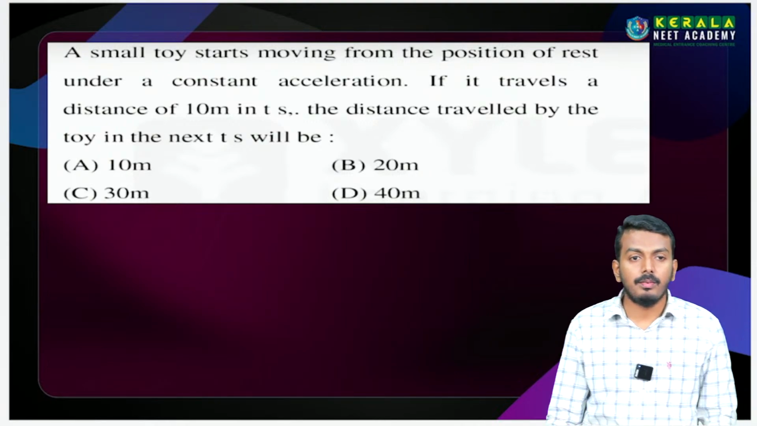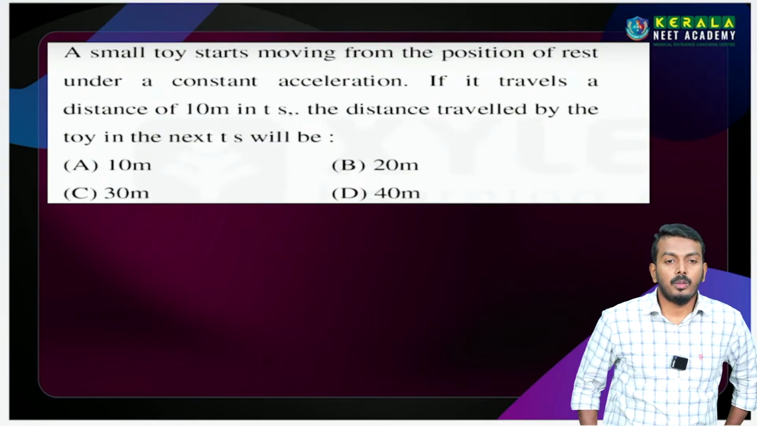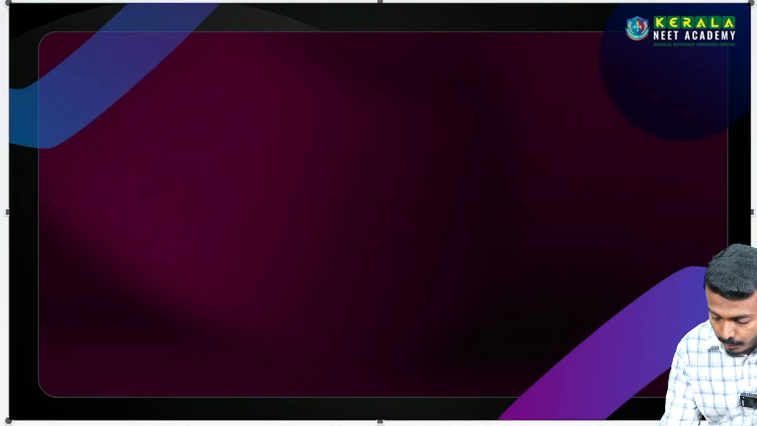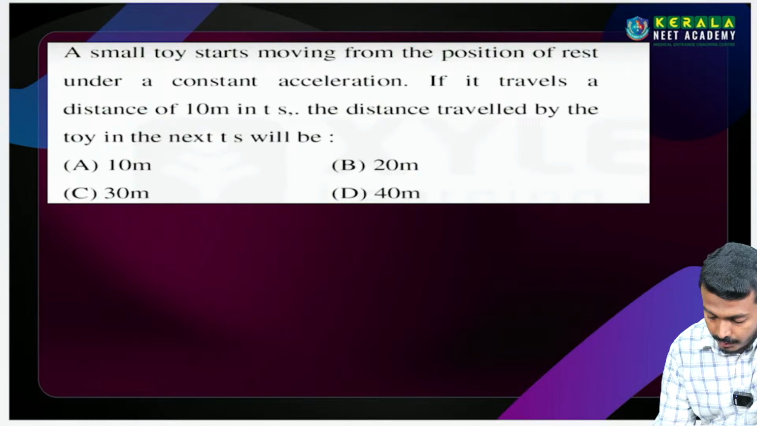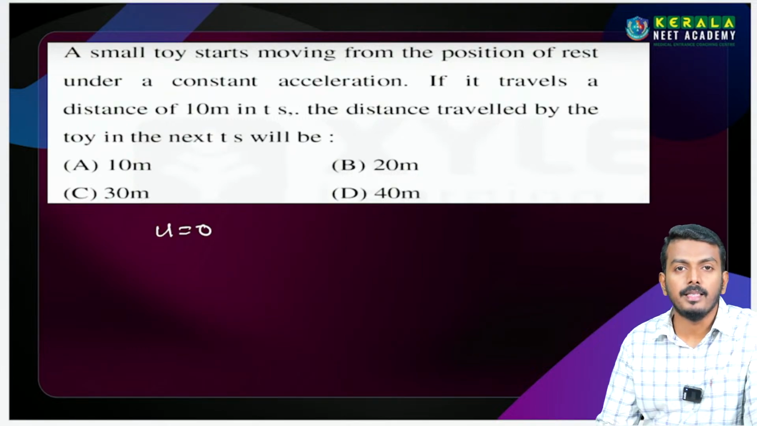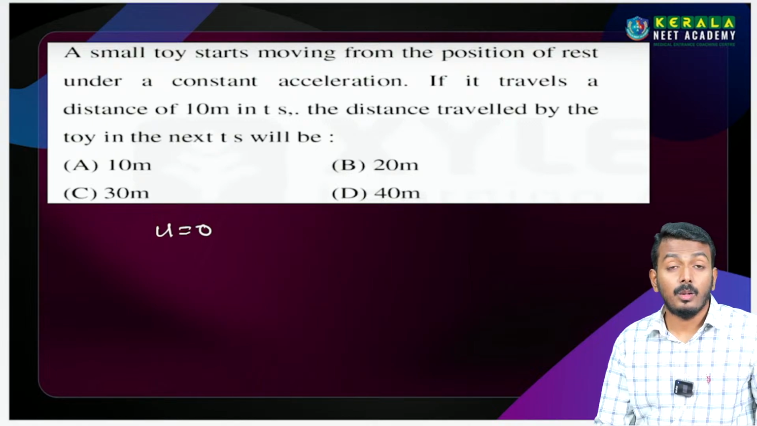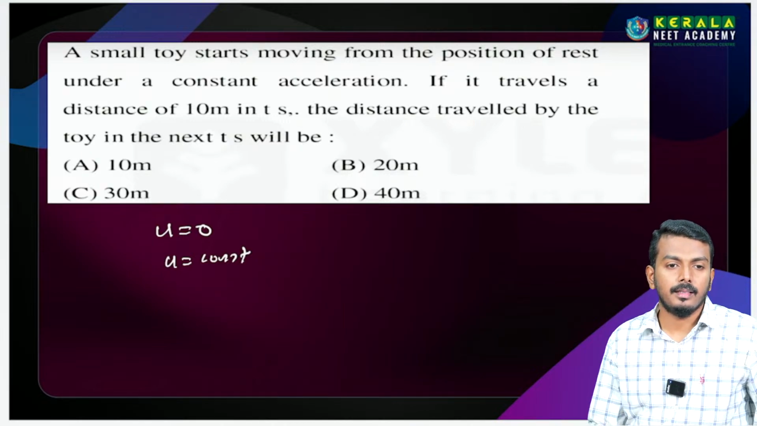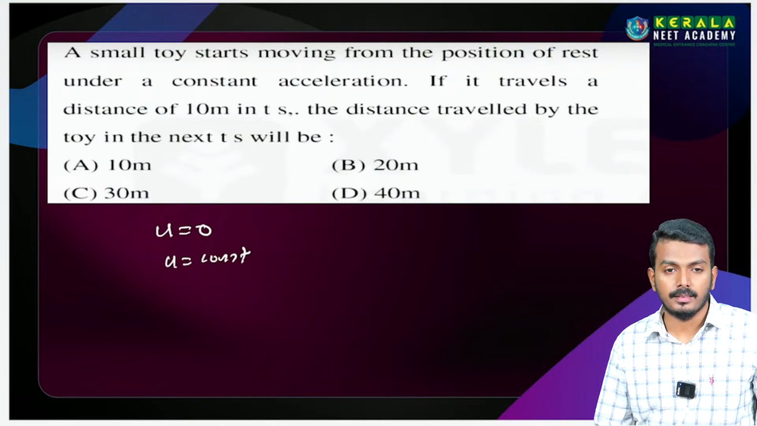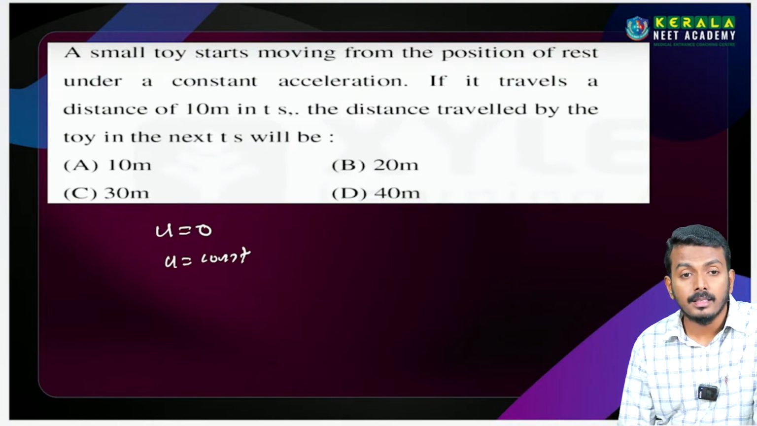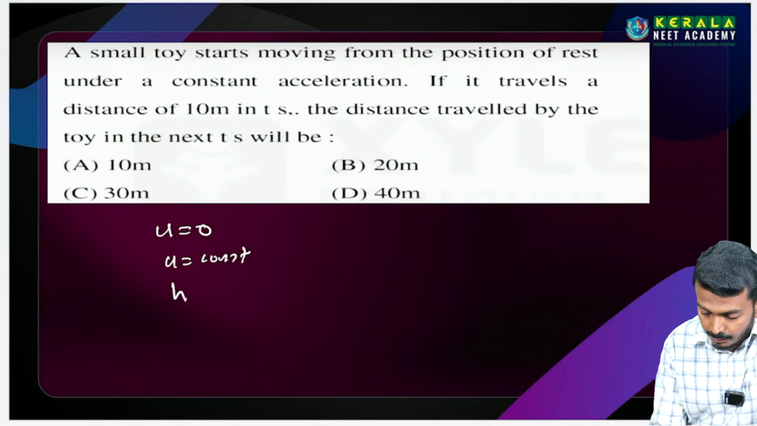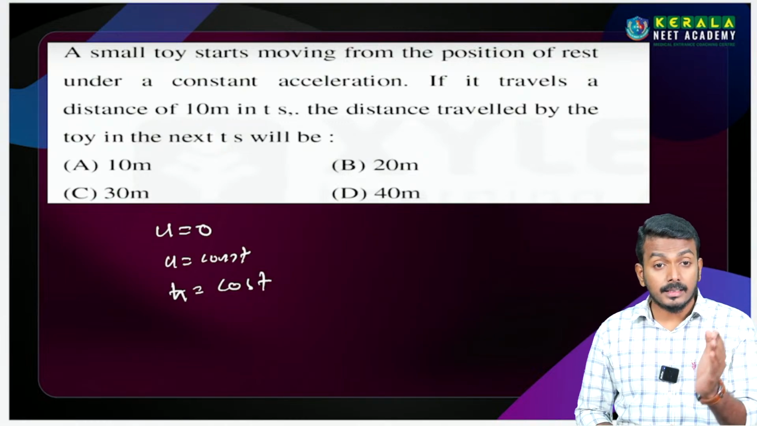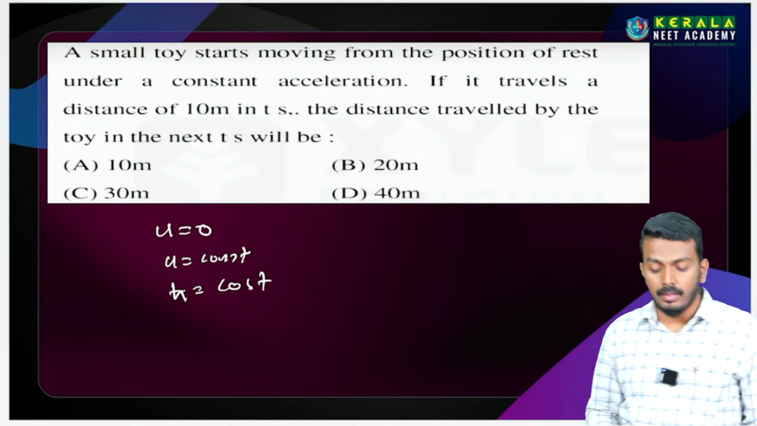Next question. What is given in the question? A small toy starts moving from rest. Means the initial velocity of the body is directly given in the question: initial velocity is equal to 0, and constant acceleration. It travels a distance of 10 meter in t seconds, and the distance traveled by the toy in the next t seconds. The t seconds means the t value is constant. 10 meter in t seconds, next t seconds, the time interval constant.